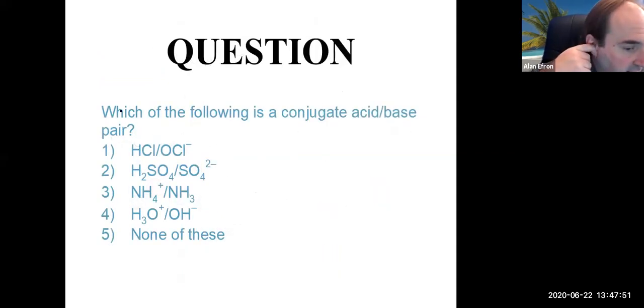All right, so why don't you take a second here and try to figure out which of the following are conjugate acid-base pairs. So which of these would classify as a conjugate acid-base pair? Take a minute or so here and go through them and see which ones you think are pairs with each other. Remember, what you're looking for is only a difference of 1 H plus.